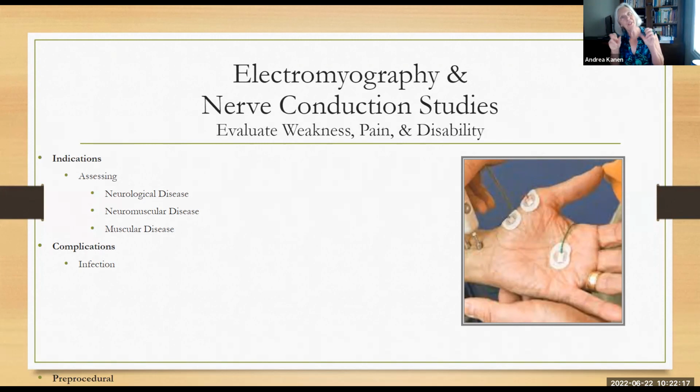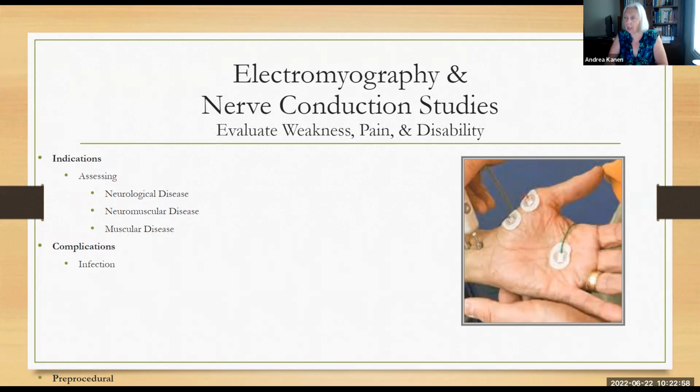So the electromyography, electro is telling you it is measuring the electricity, myo is muscle, graphy is a recording. So this will tell you if we have neurological disease, because again, it's the neurosystem that is creating that electricity to the muscles, neuromuscular and muscular disease. So any of those are going to come under this umbrella. Complications, infection, always. So pre-procedure.